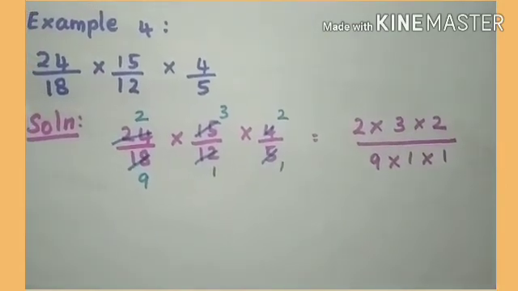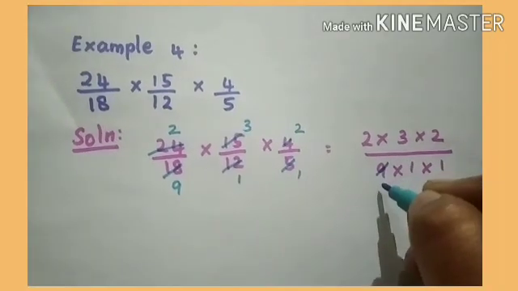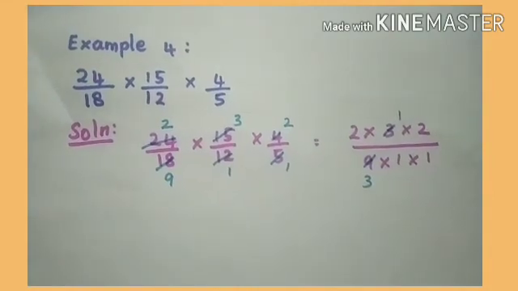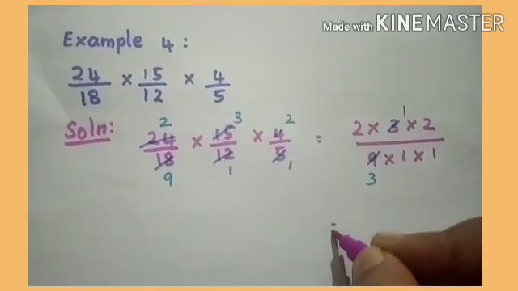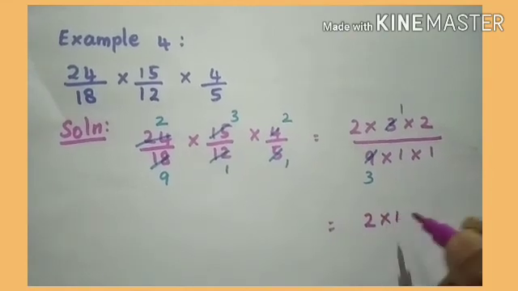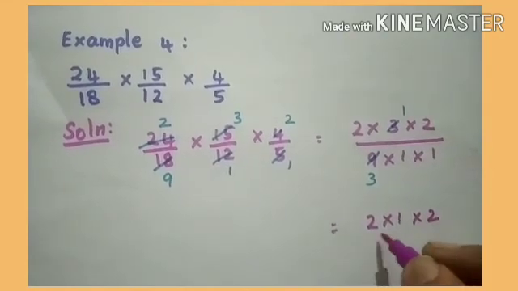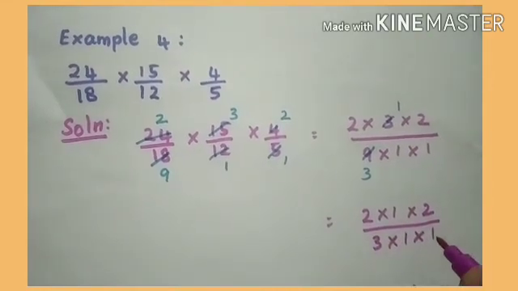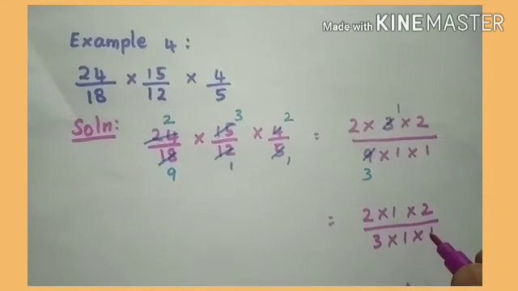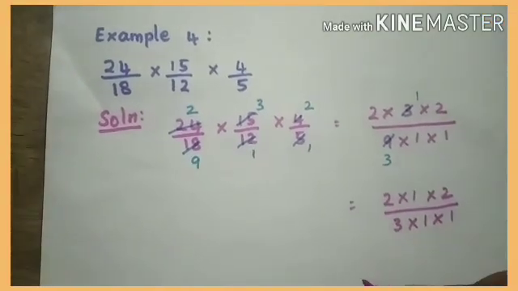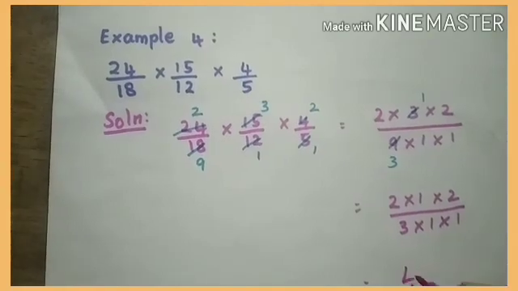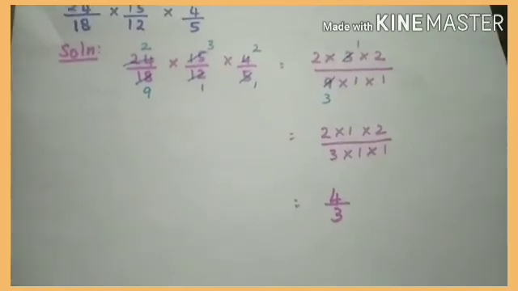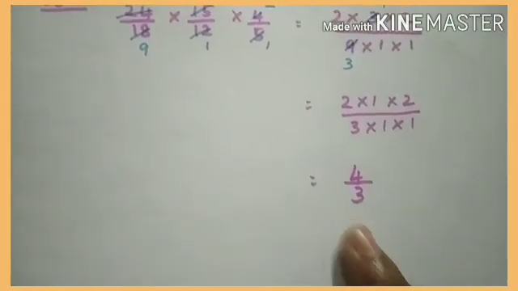Students, is there any other common factor in the numerator and denominator? Yes, 3 and 9 have the common factor which is 3. So cancel, 3 ones are 3, 3 threes are 9. Then multiply the numbers in the numerator divided by multiply the numbers in the denominator separately, that is 2 into 1 into 2 divided by 3 into 1 into 1, that is 2 ones are 2, 2 twos are 4 divided by 3 ones are 3, 3 ones are 3. We get 4 by 3.